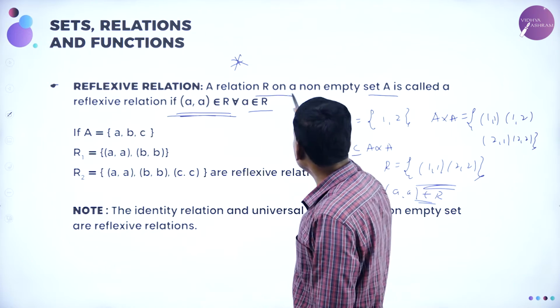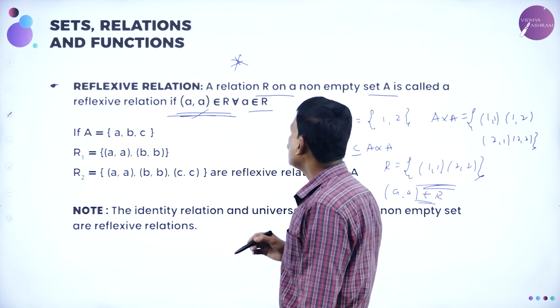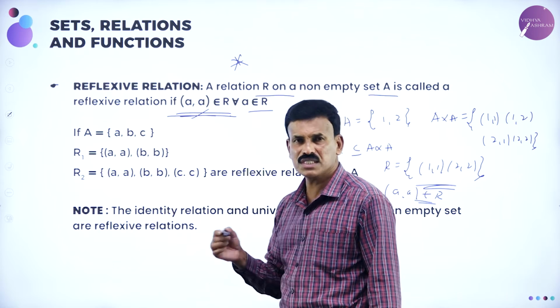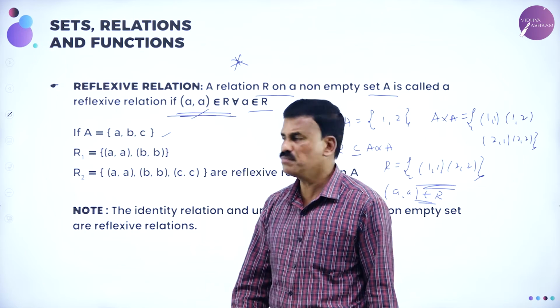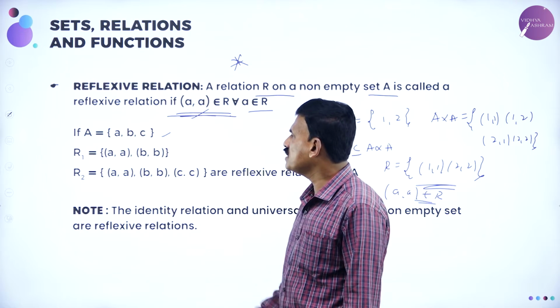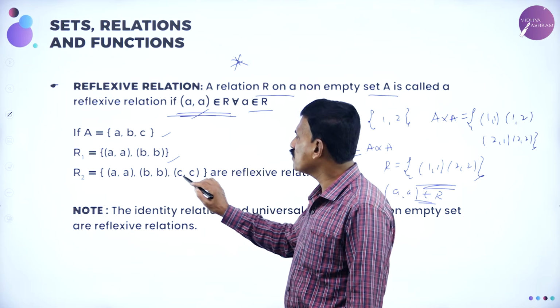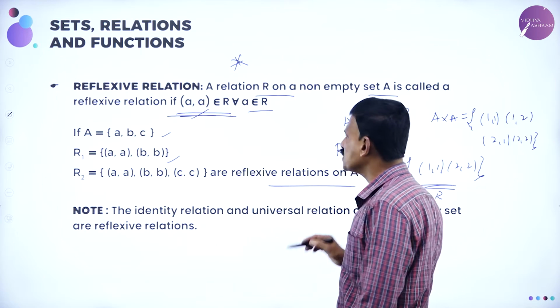That means a relation R on a non-empty set A is called a reflexive relation if (a, a) belongs to R for all elements a belonging to the set. Now let us consider, for example, A = {a, b, c}, R1 = {(a, a), (b, b)}, and R2 = {(a, a), (b, b), (c, c)}. These are examples of reflexive relations on A.